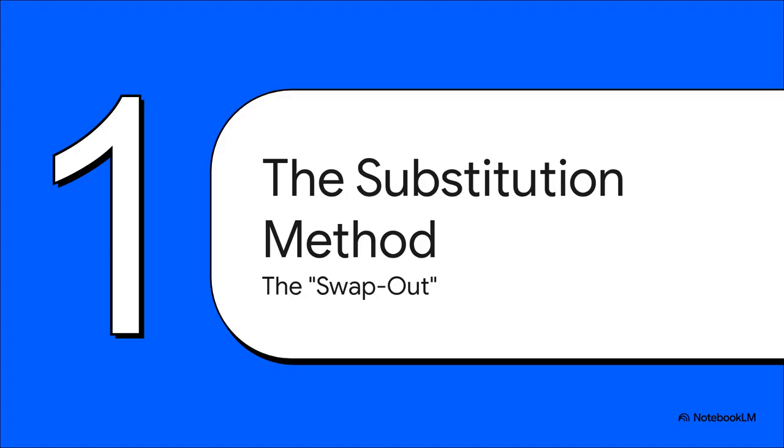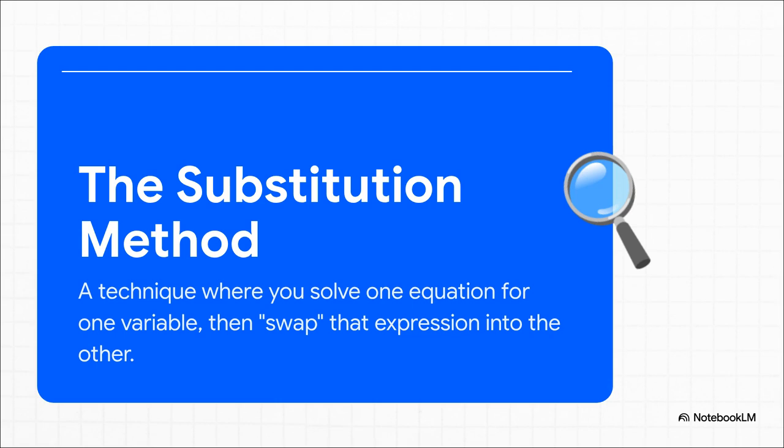Okay, first tool in our toolbox, the substitution method. I like to call this the swap out, because that's literally what we're going to do. We'll figure out one piece of the puzzle and just swap it into the other one. So here's the core idea, and it's pretty simple. You take one of the equations and you get one variable all by itself. You isolate it. Then you take that whole expression it's equal to and you plug it, or substitute it, into the other equation.